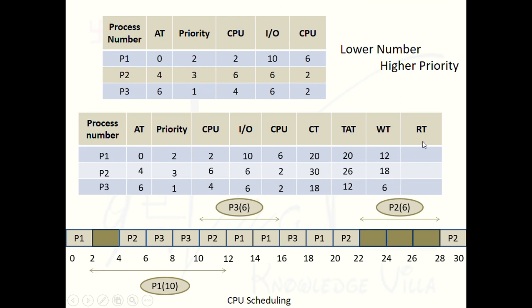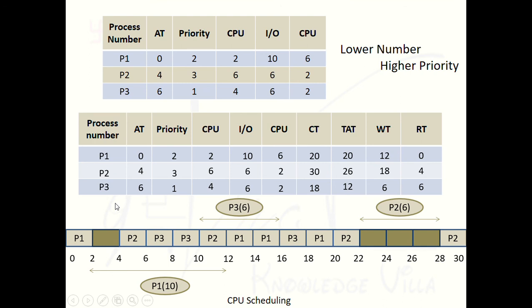Now we will note down the response time. Response time means when the process got the CPU the first time, that time is known as the response time. So process P1 arrived at 0 and got the CPU at time unit 0. So 0 time units will be the response time for process P1. For process P2, P2 arrived at time unit 4 and got the CPU at time unit 4. So 4 time units will be the response time for process P2. And for process P3, P3 arrived at time unit 6 and got the CPU at time unit 6. So 6 becomes the response time for process P3.